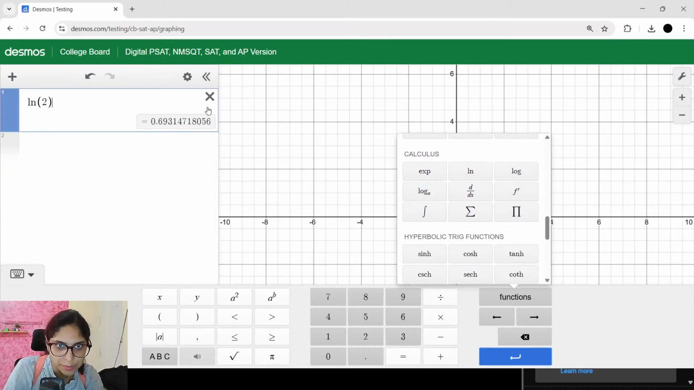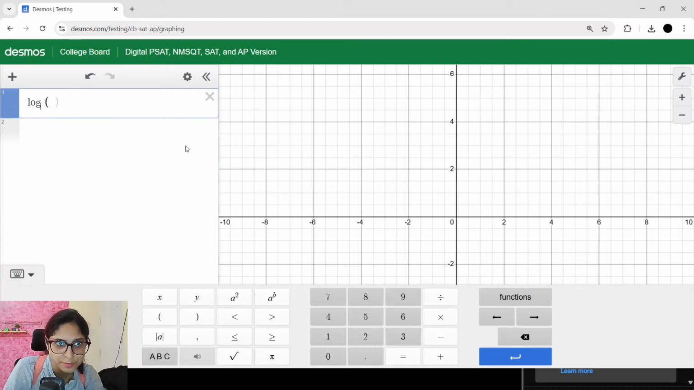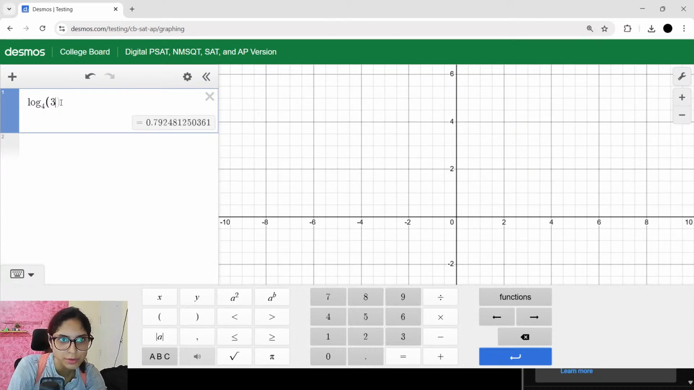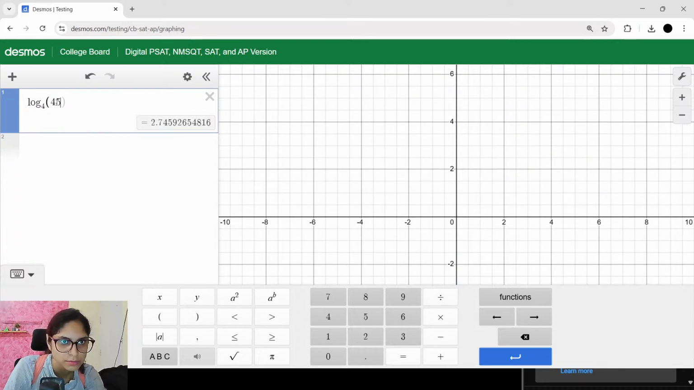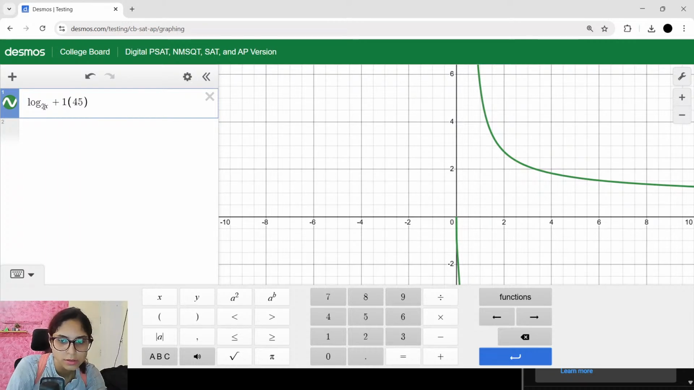This is log a. What you can do over here is provide the base. For example, I want to find log base 2 of 32. You can specify the base and you can specify the number. Also, you can get the functions from here.